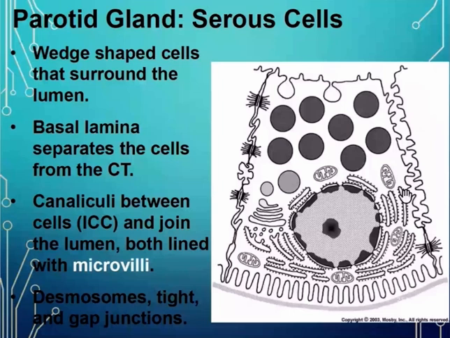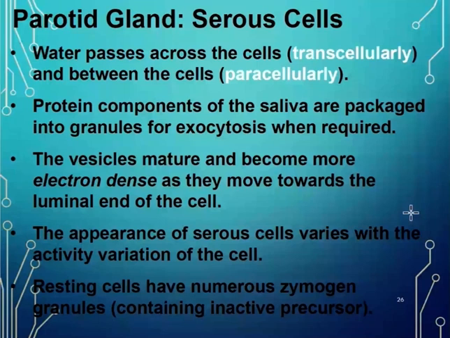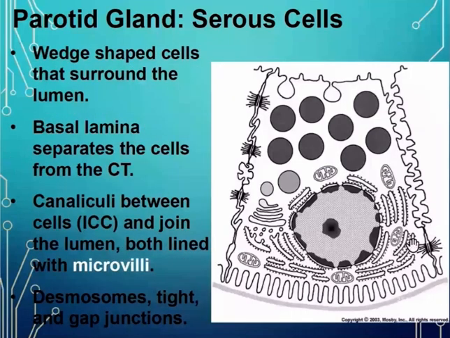We have the luminal part of the cell. Also, it contains dense and round secretory granules. We have many what we call canaliculi, or small canals, that run between the cells and join the major lumen, or the common lumen. Both the canaliculi and the lumen are lined by microvilli, as you can see. Adjacent cell membranes contact each other by means of multiple desmosomes, gap junctions, and tight junctions.